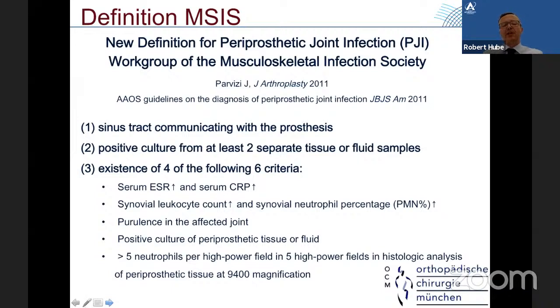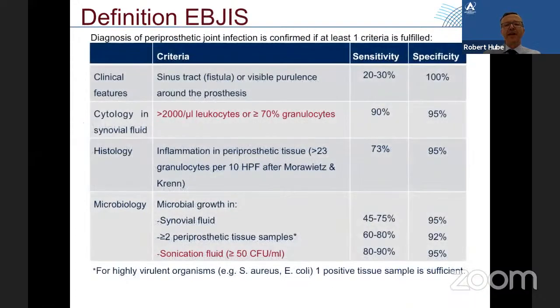And there have to be criteria for us, otherwise the cases from the chief of the department are never infected and those from everybody else are. And there has to be an algorithm and a protocol in each clinic. That's the definition of the European Infection Society. And the clinical features are the same as the American: sinus tract, fistula or visible purulence around the prosthesis, infected. But the sensitivity and the specificity are different.